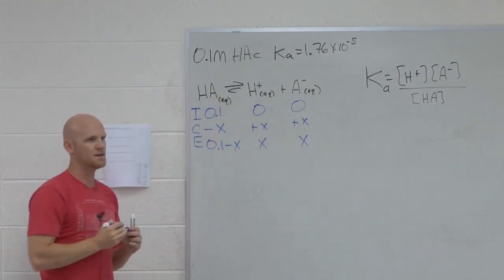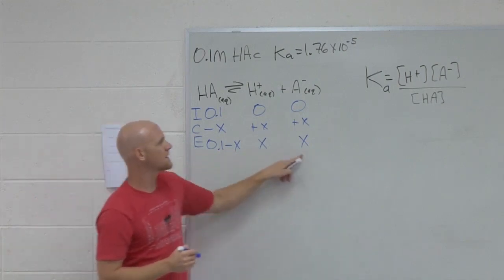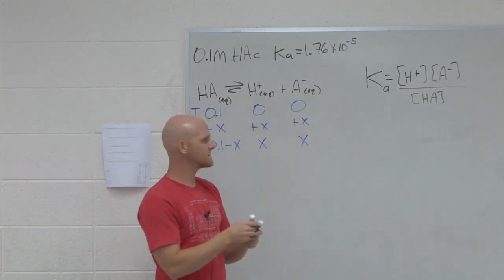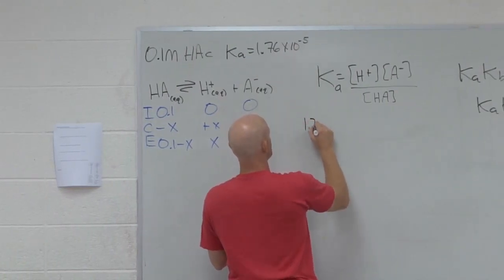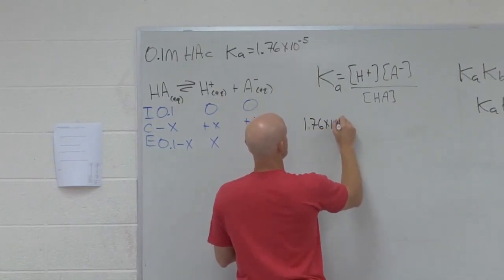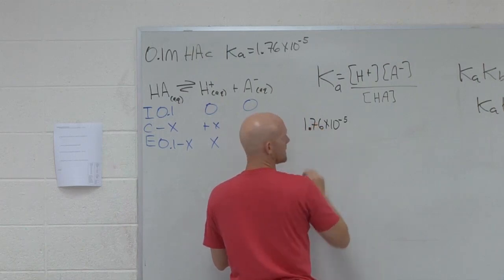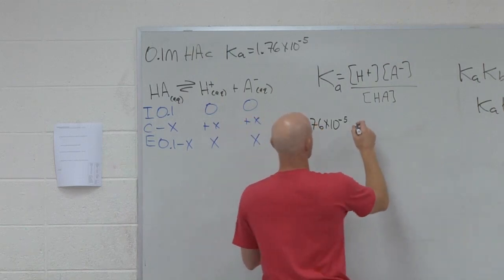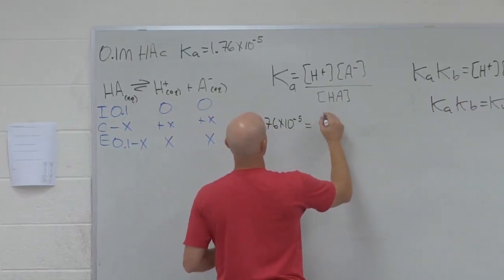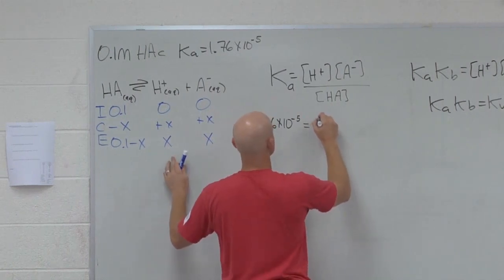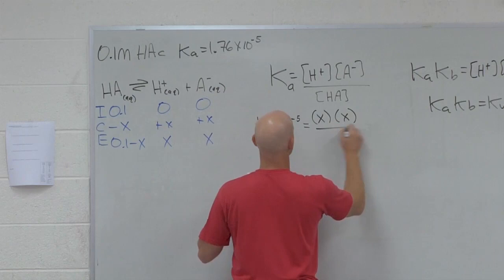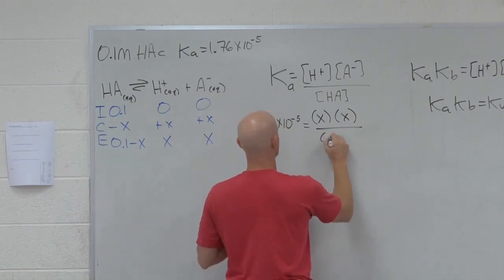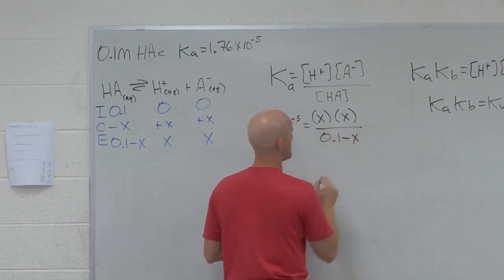0.1 minus X. And I'll plug these equilibrium values back into my Ka expression. In this case, Ka is 1.76 times 10 to the minus 5. Oh, and I totally messed that up on the chart over there. So in this case, the H plus concentration is X, the A minus concentration is X, and the HA concentration at equilibrium is 0.1 minus X.